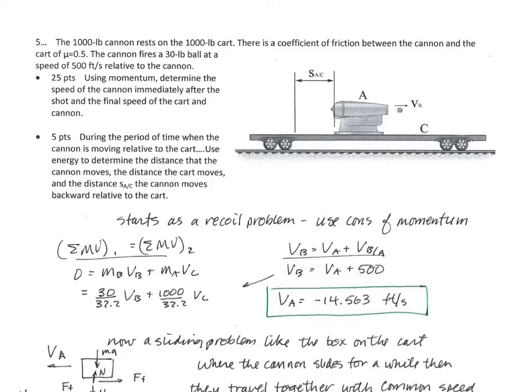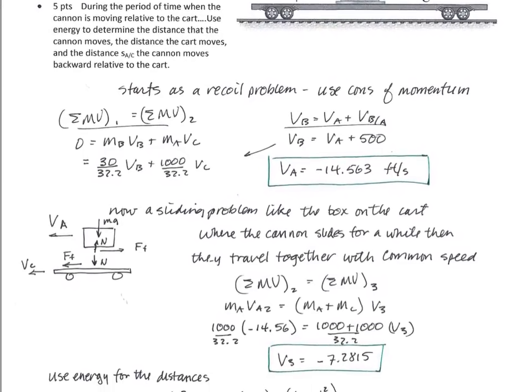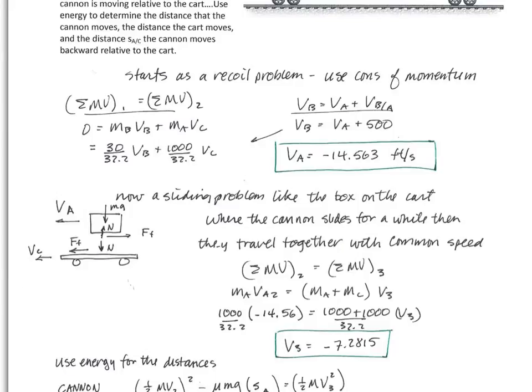All right, now that the cannon is moving, we have to find out what the new speed is going to be once they stick together. And we do that by saying that we now have an initial momentum of just the cannon. Once they stop sliding relative to each other, we're going to have a total momentum of the cart and the cannon, which is going to be equal to the beginning cart and the cannon. So I'm going to say that we have a MAVA, which I just solved for. Now, when they stick together, I'm going to have the common mass of the cart and the cannon together, and I need a new velocity, and I can solve that for 7.28.